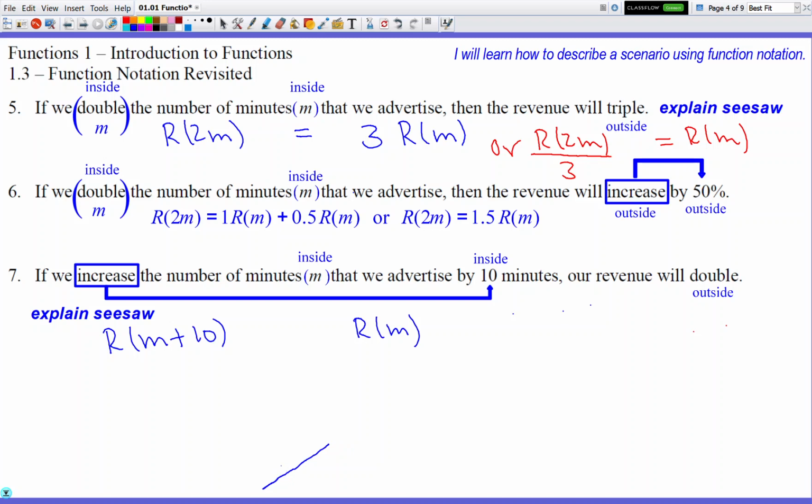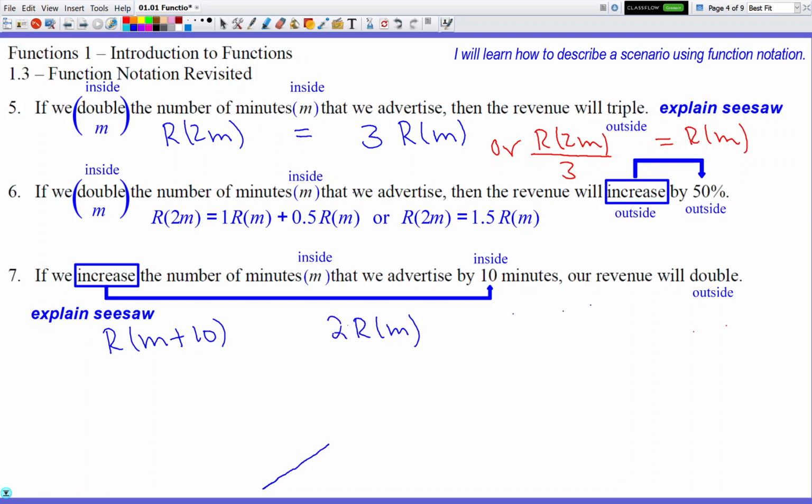So it's just double. My revenue will double. That's a word we've seen many times, and that basically means times by 2. Hopefully you guys remember from the previous problems that when I multiply by 2, I want to multiply the lighter side by 2. And the lighter side is the left side.